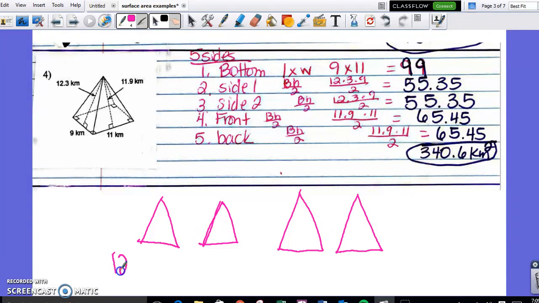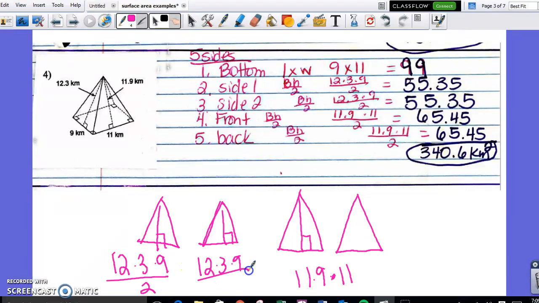One of them is a 12.3 by 9, and the other 2 are 11.9 times 11. Okay? Again, that's base times height. And the formula is 1/2 base times height. So all of these are going to be the exact same thing, these two, because they're together. And then this is going to be divided by 2, and that's exactly what I did up here. I'm just trying to let you see it another way.